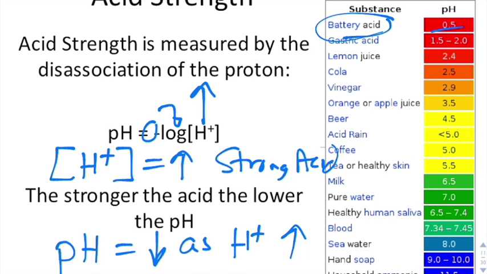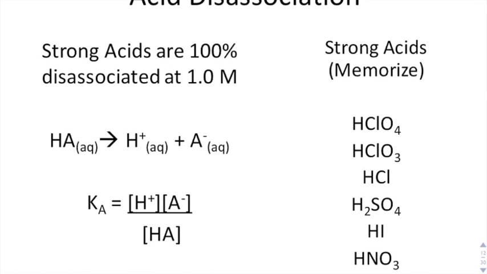Where you get to water, water is considered to be the middle, and then you go on and see blood and sweat and bleach and all that kind of stuff. So you can just see for comparison value what those are. Okay, now acid dissociation. A strong acid is considered to be 100% disassociated at 1 molar.